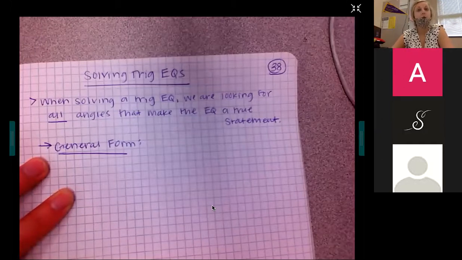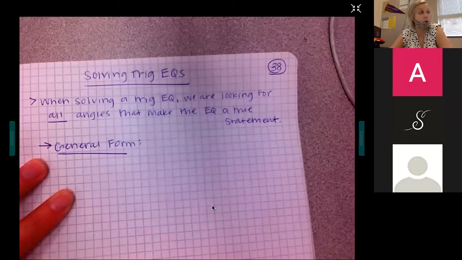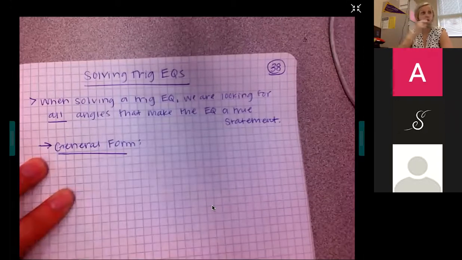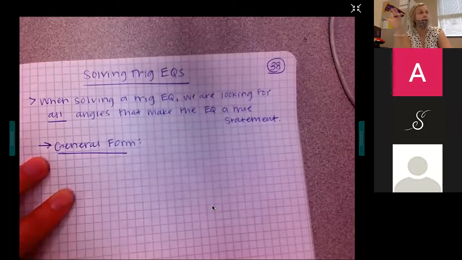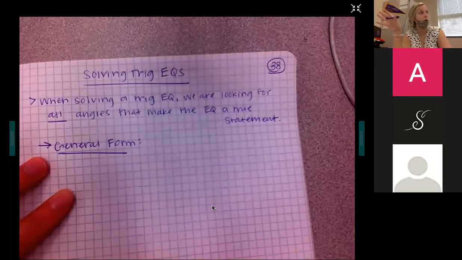Anyways, all right, general form. You're going to give me the first 2 solutions, like from 0 to 2 pi. And then we're going to put something on the end of them that would work every single time. Okay.